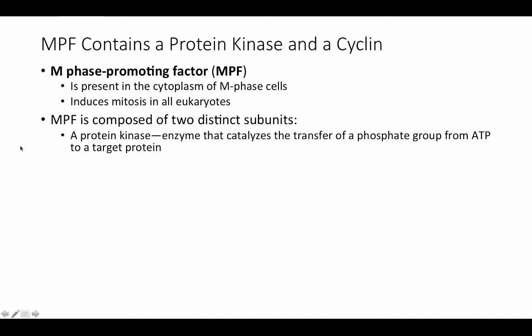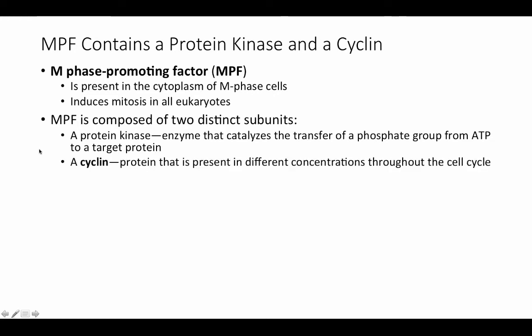So remember that a protein kinase is always a protein that takes a phosphate group from ATP and attaches it to another protein. So this is an enzyme that catalyzes the transfer of a phosphate group from ATP to a target protein. And the other component is a cyclin. So this is a protein that's present in different concentrations throughout the cell cycle.